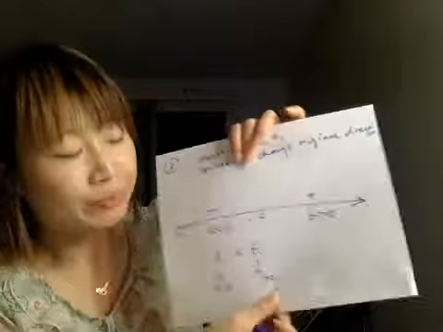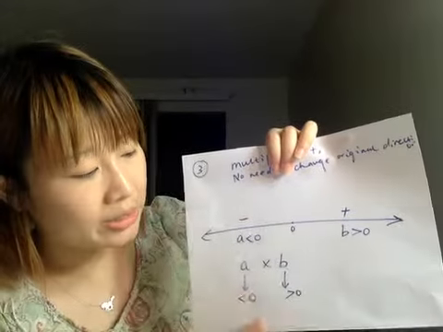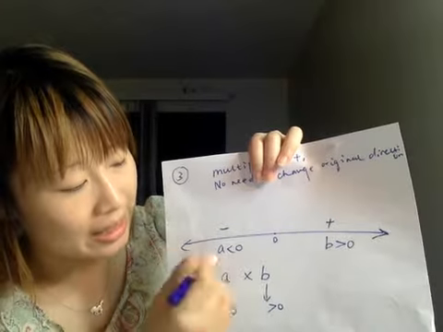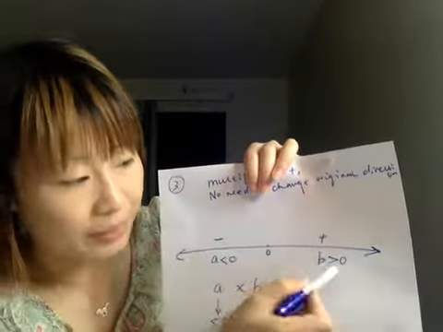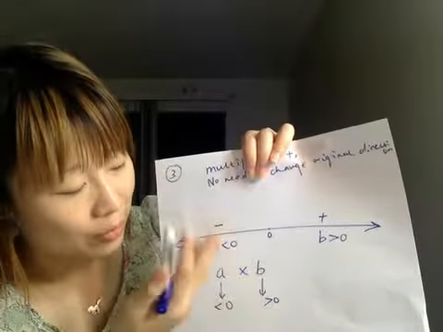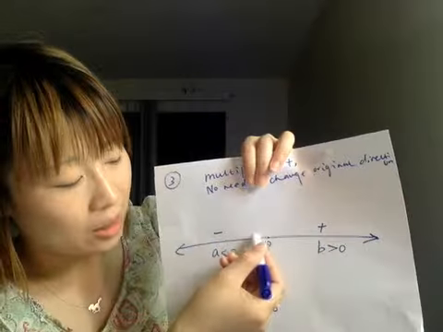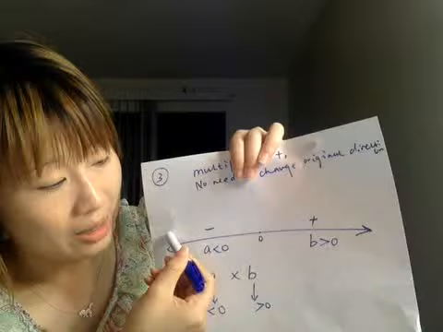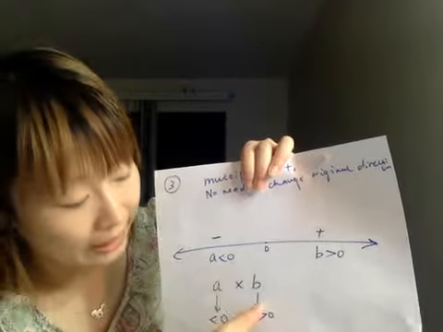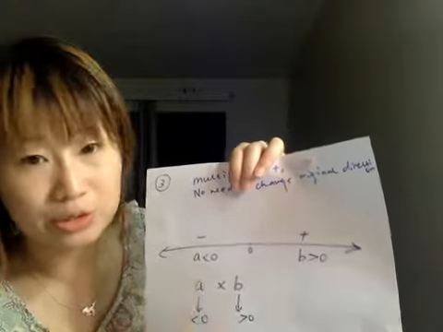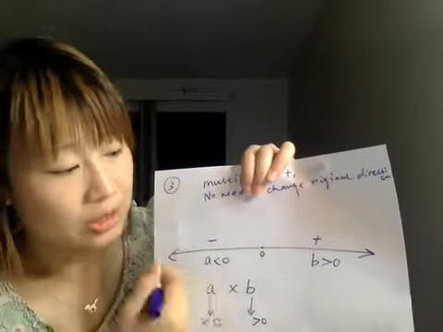Let's talk about case number three. In this case, a times b, a is a negative number and b is a positive number. The original direction goes this way, but here the multiplier is a positive number, so we don't need to change the direction.